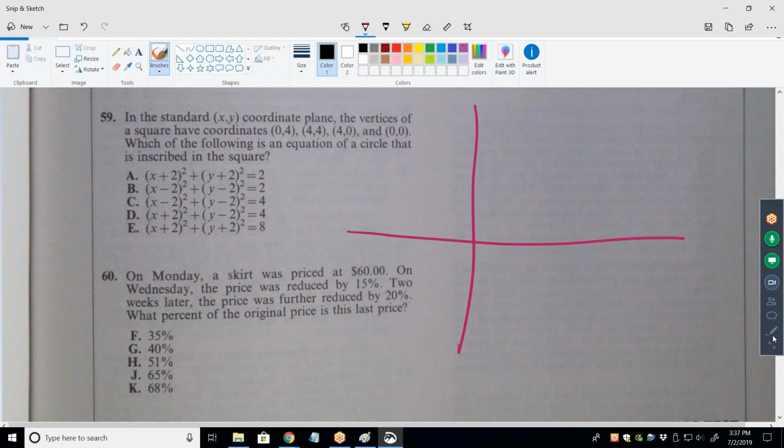Okay. And our points are there, there, there, and there. That's right. And we have a circle inscribed in that square. Yes. And what's the equation of that circle? What's the general equation of a circle? All right, so that's x minus h squared plus y minus k quantity squared equals r squared.